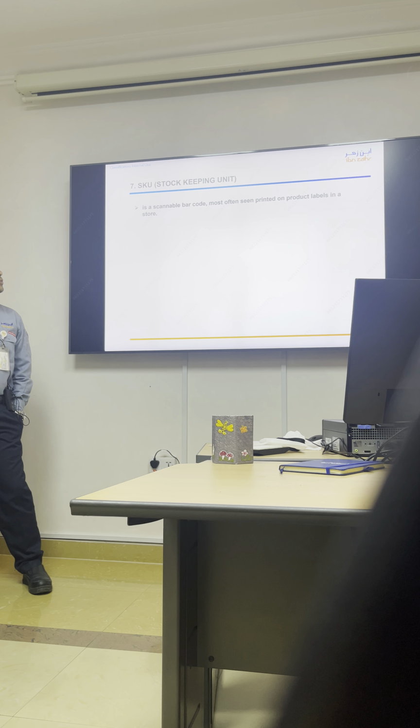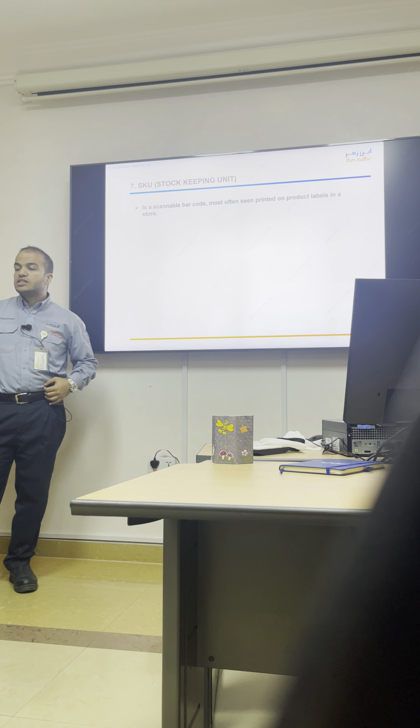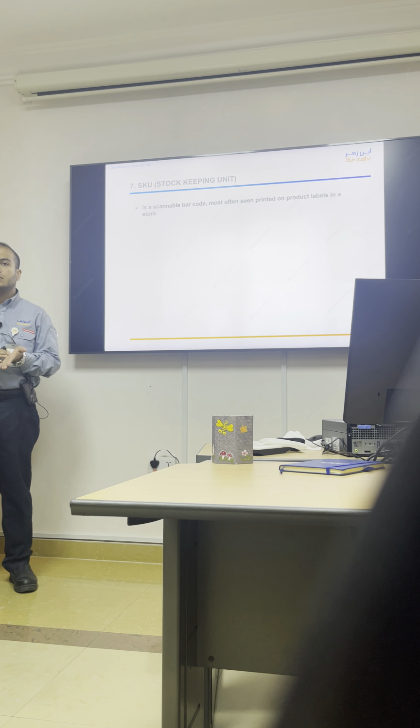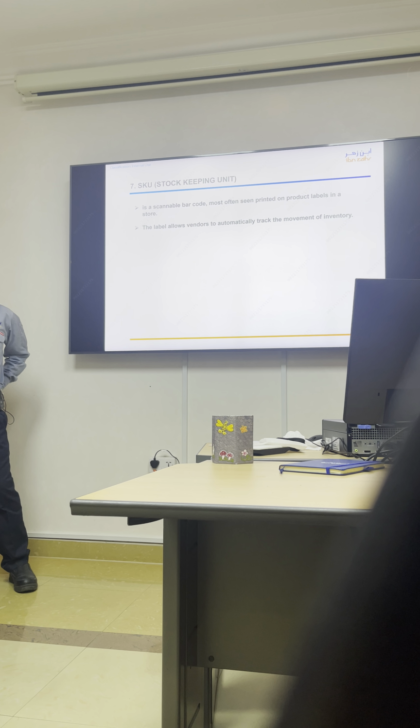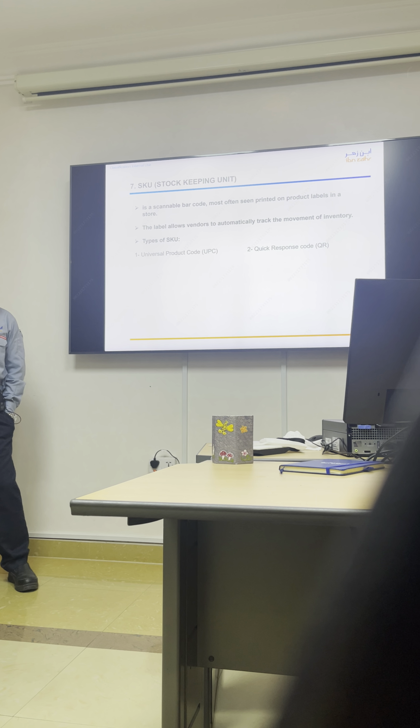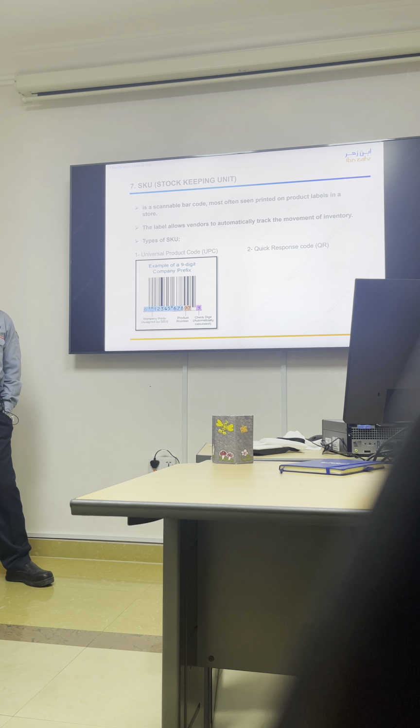SKU, stock keeping unit. This is a new concept used in inventory science, meaning a scannable barcode, most often printed on the product label in the store. In each equipment, each spare, everything inside my inventory, I have an SKU like QR code, barcode. This label allows vendors to automatically track the movement of inventory. Types of SKU: first, Universal Product Code, UPC. Second one, Quick Response Code. So UPC looks like a barcode, and QR code looks like a QR code here.